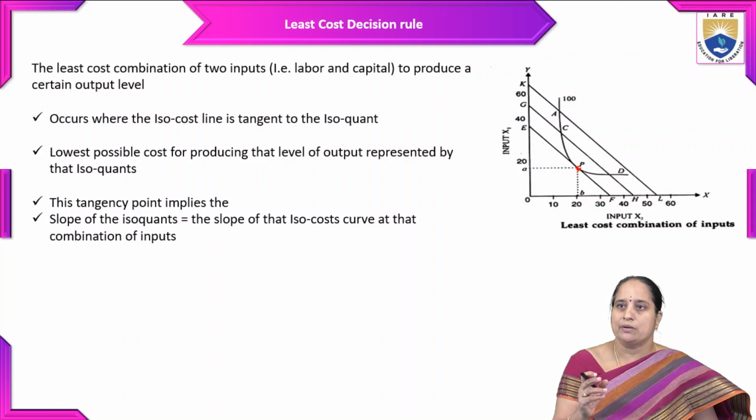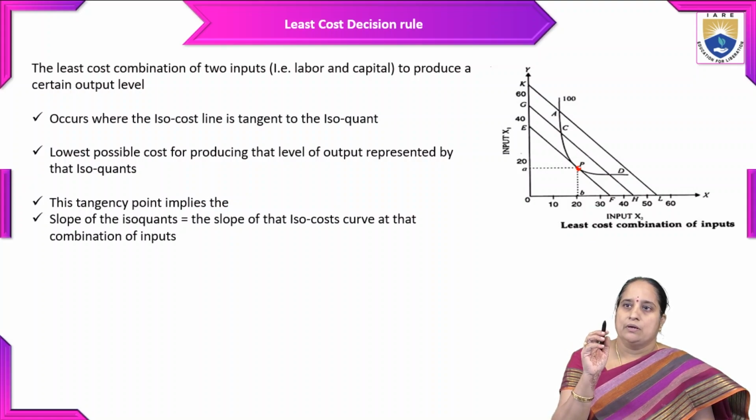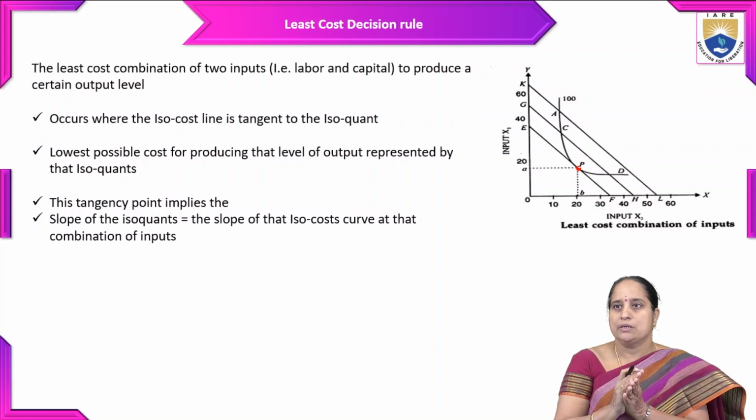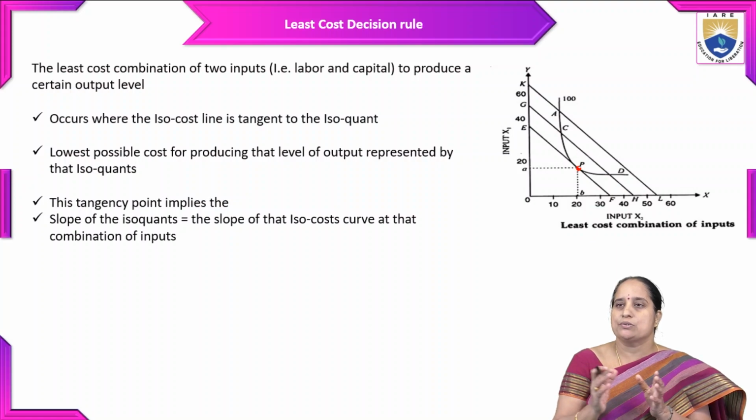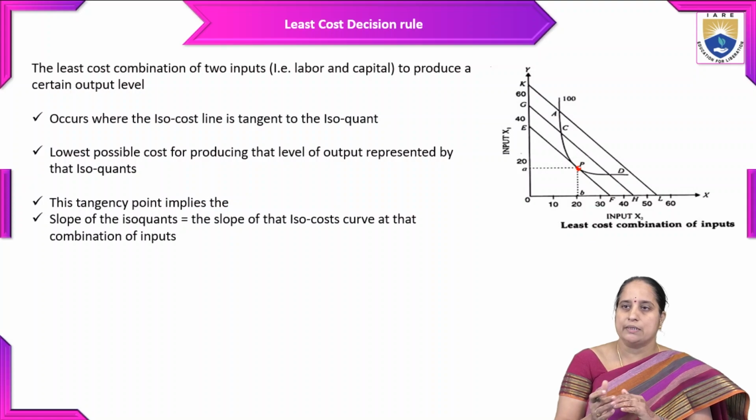So at that particular level, 2 units of input X and 20 units of input Y. That is the combination where the total cost should be minimum and at the same time you can maximize your output. This tangency point implies the slope of the isoquant is equal to the slope of the isocost curve for that combination of inputs. So it is the intersecting point of both isocost and isoquant.